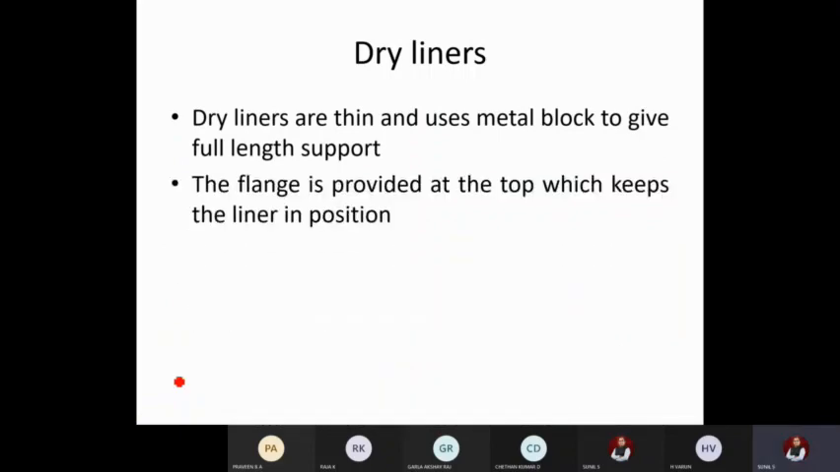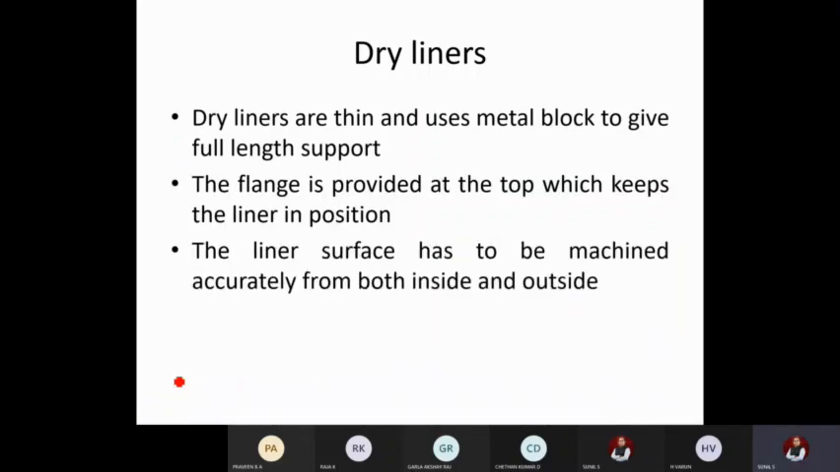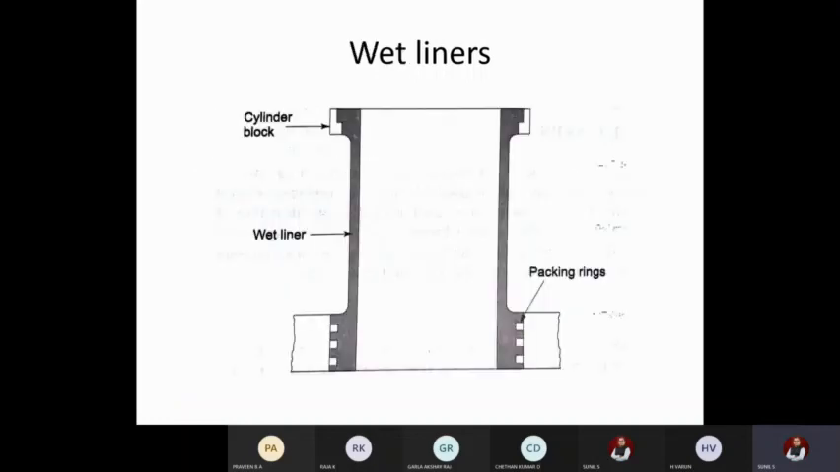The flange is provided at the top, which keeps the liner in position. The liner surface has to be machined accurately. So the machining should be accurate both inside as well as outside, correct? To maintain the perfect gap.